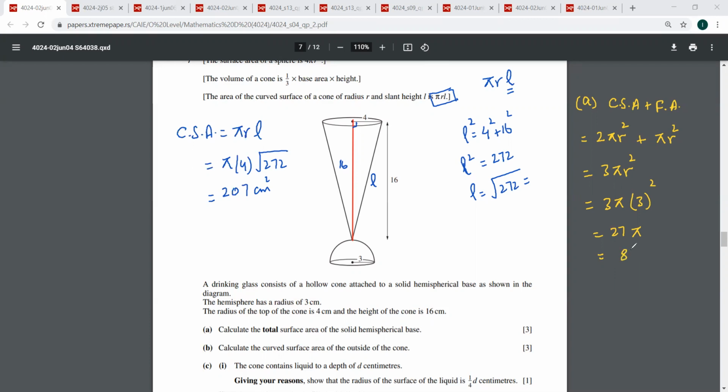84.8. So it's 84.8 centimeters square. So remember to use the correct units here, okay? Acha, then we go into the C part.